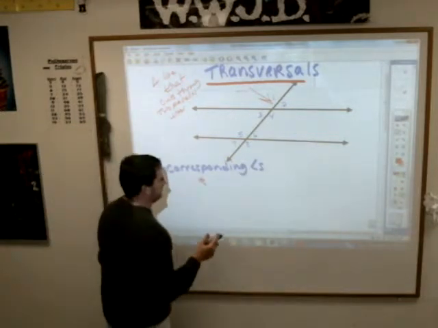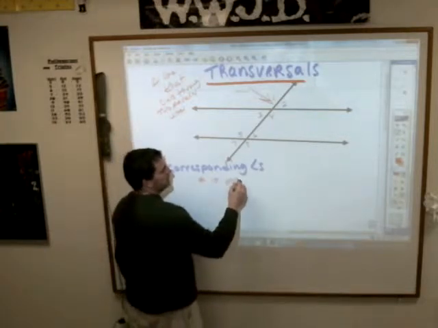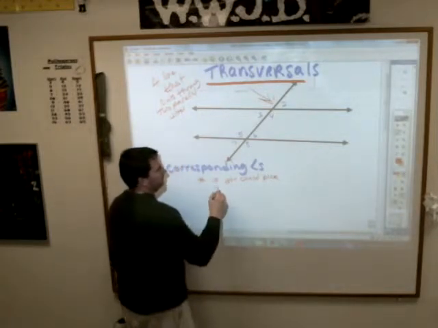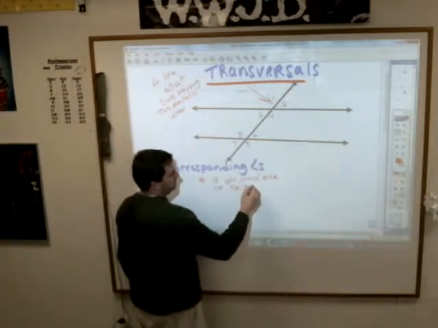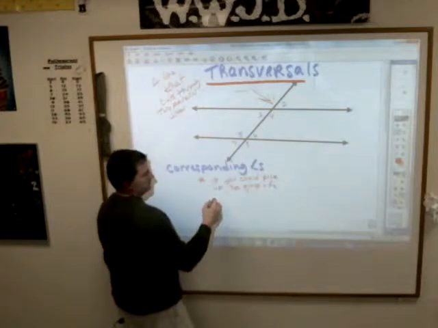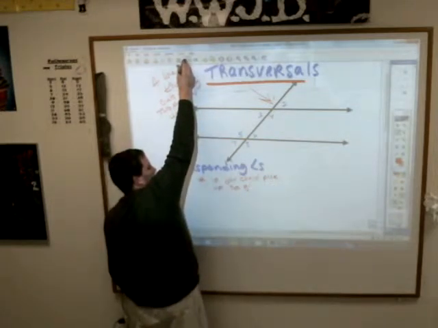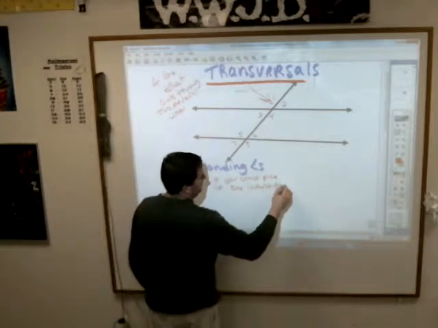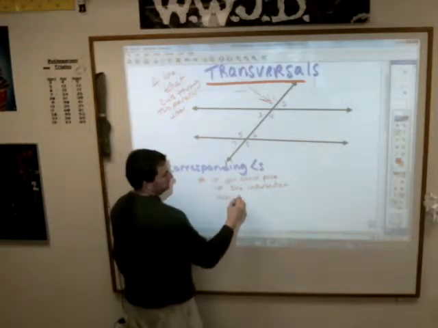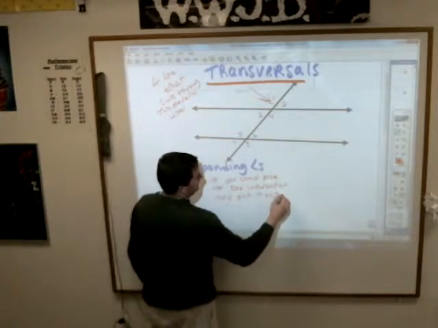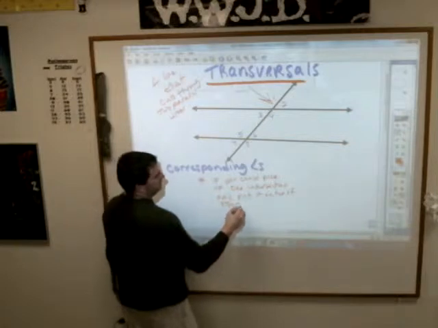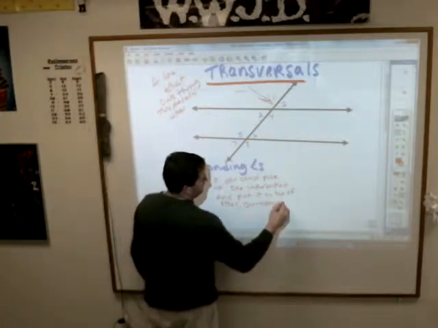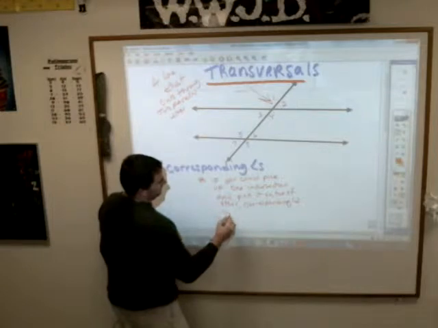The best way that I've come up with is this. If you could pick up one intersection, the group of angles, and put it on top of the other, corresponding angles would be on top of each other.